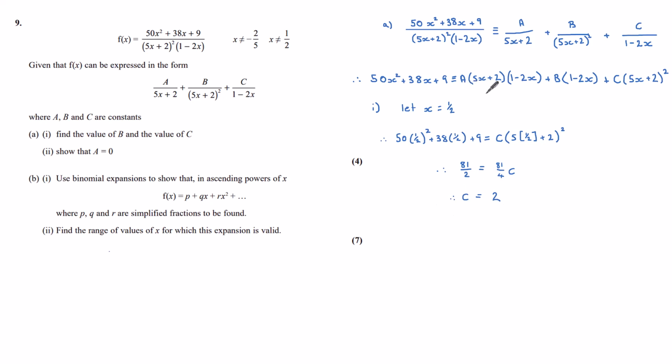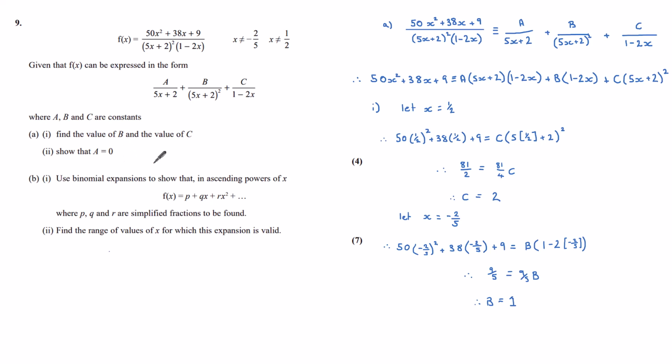Similarly, if we substitute in minus 2/5, this bracket becomes 0 and this bracket becomes 0, which will leave us only the b term. So on the left hand side, substituting in the minus 2/5, we have the following is equal to b lots of 1 minus 2 lots of minus 2/5. This gives us 9/5 is equal to 9/5 b, therefore of course b is 1. So we've done part I, we've found the values of b and c.